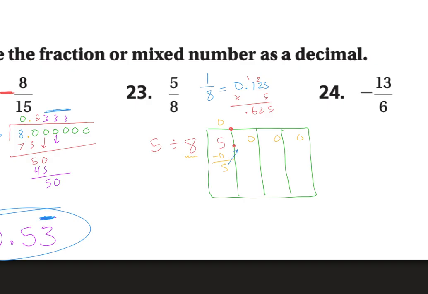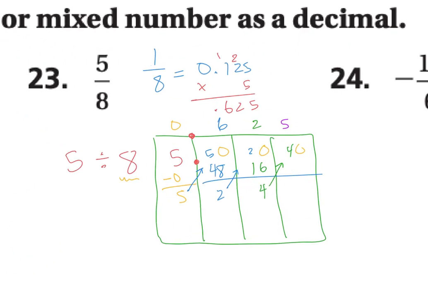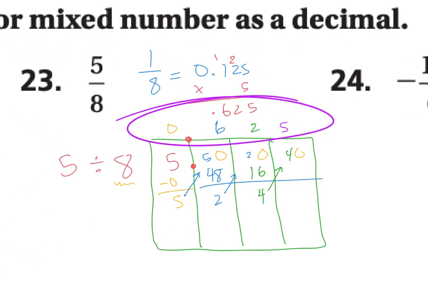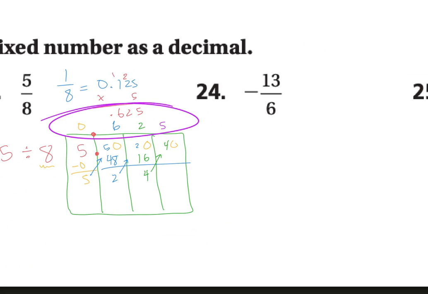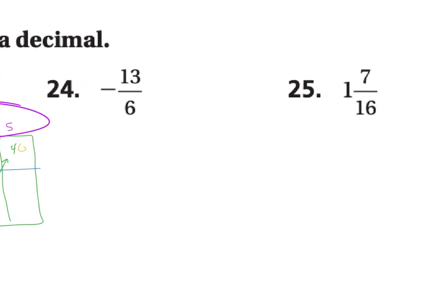So bring up the 5. There's the 5. 8 times 6 is 48. 2, this is now 20. There are 2 8s in there. That's 4. Bring up the 4, and it is 5. Oh, look, it was 0.625 all along.